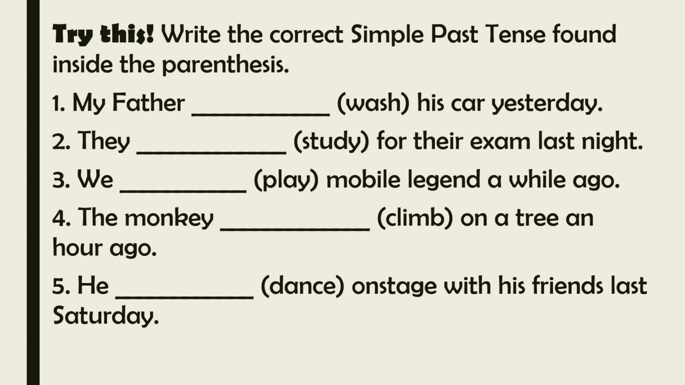So after discussing the time expressions used, you try this. Write the correct simple past tense found inside the parenthesis. Number 1, my father blank washed his car yesterday. Number 2, they blank study for the exam last night.